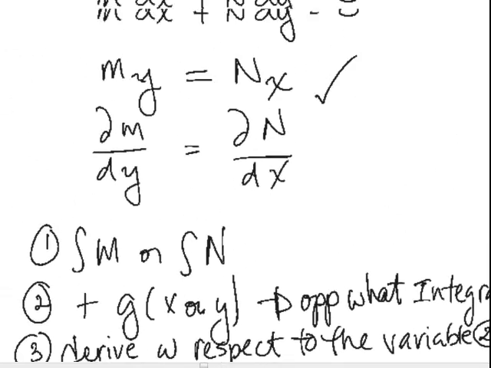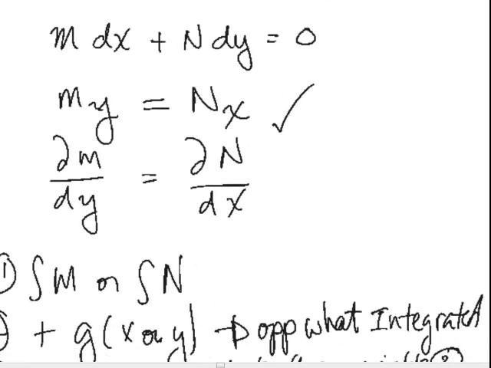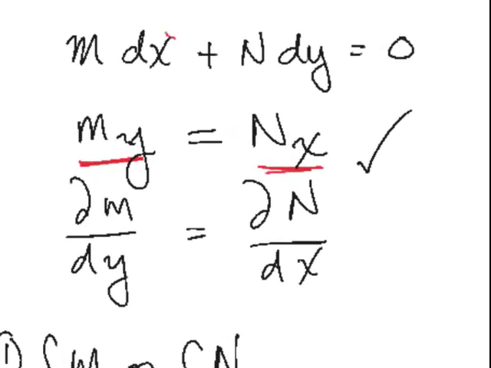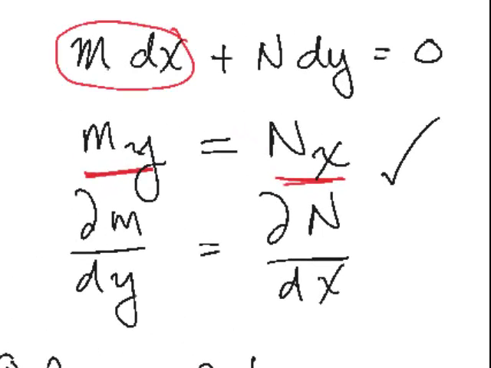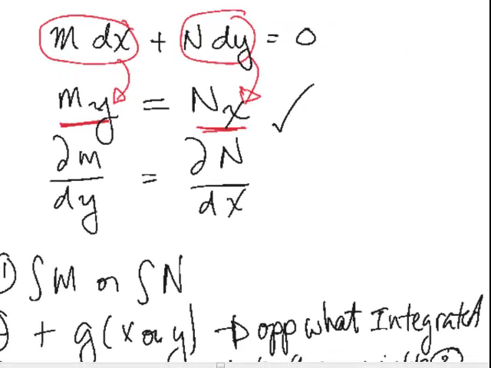Again, you've got to take the partial with respect to x of n and y of m. It's always the opposite of this. You see how m is dx? That's why I know it's going to be with respect to y. And n is dy. Well, that tells me n is derived with respect to x. Okay? So then if they're equal, then it's exact.